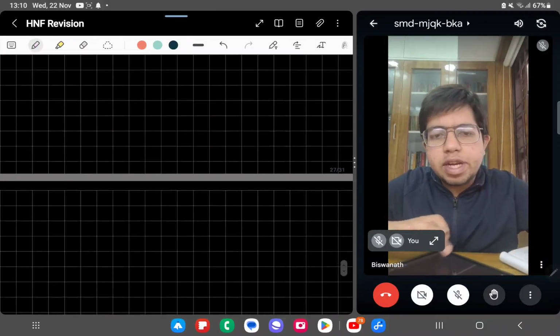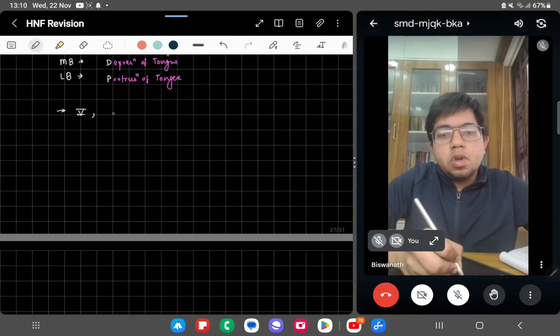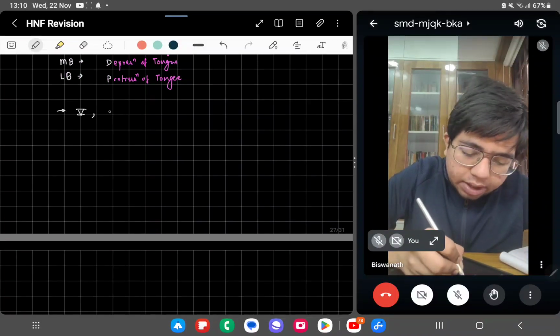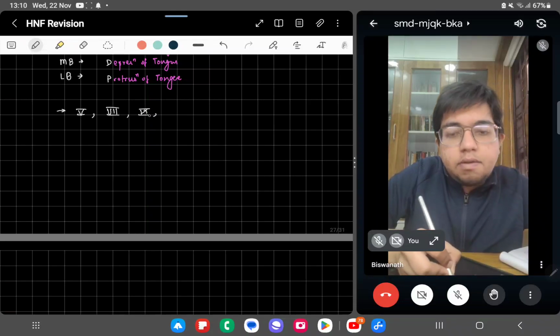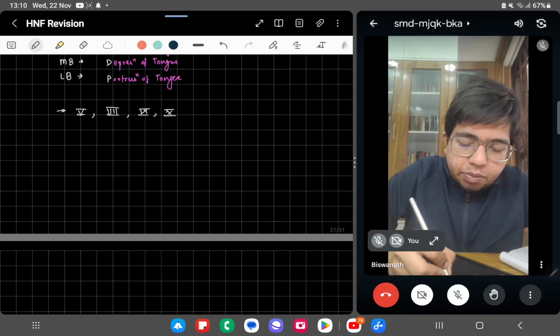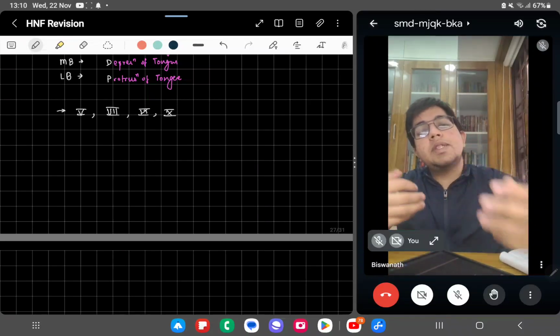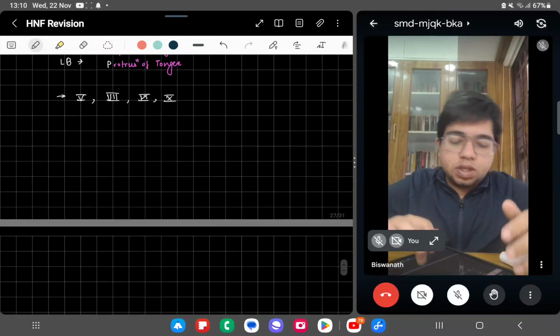The nerve supply of the tongue is supplied by four nerves: the fifth nerve, the seventh nerve, the ninth nerve, and the tenth nerve. The fifth nerve's branch is the lingual nerve.